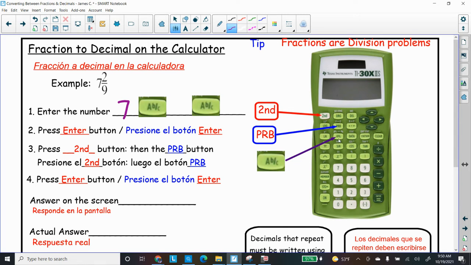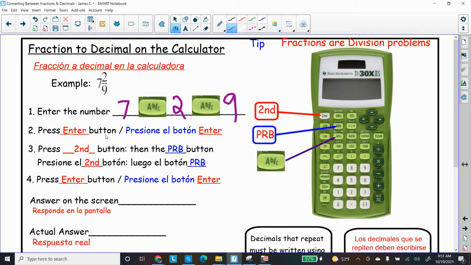There it is, located right there under the PRB button, which we pressed. So it's located right underneath that. So press that. Then you're going to type in your numerator, which is a 2. Then you're going to press again the ABC button, which separates the numerator from the denominator. And now I'll type in my 9, and that's how I'm going to type in 7, ABC 2, ABC 9. That'll give me how I type in 7/9.